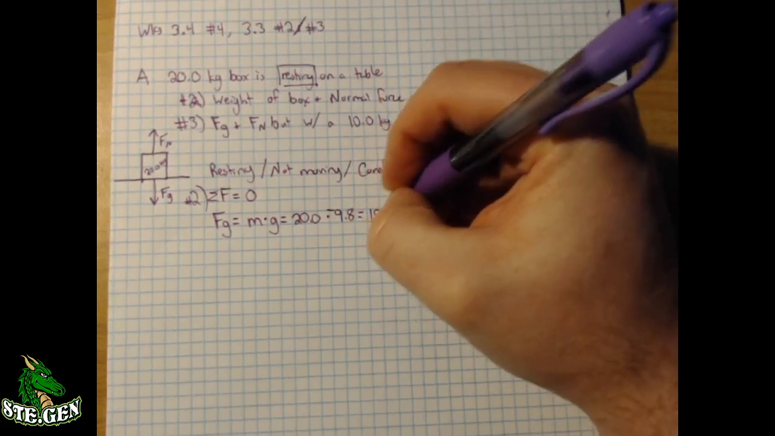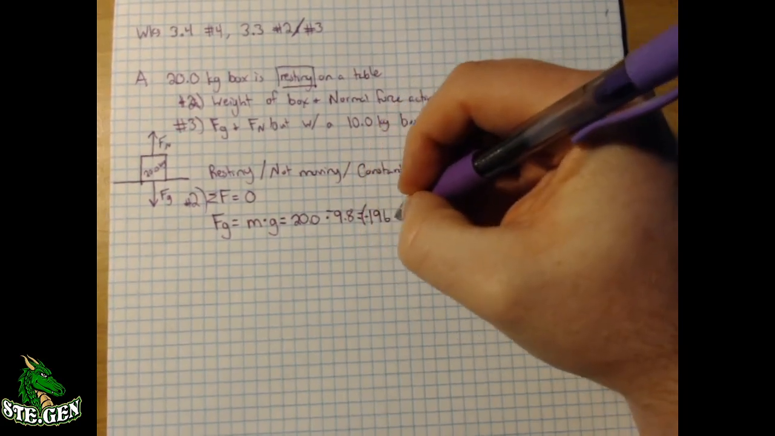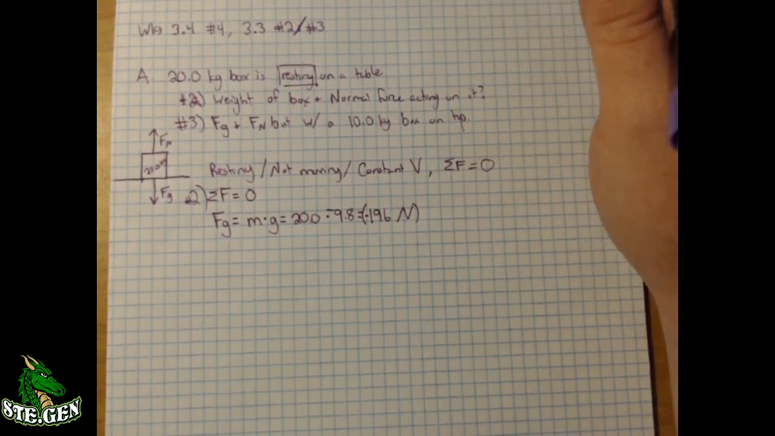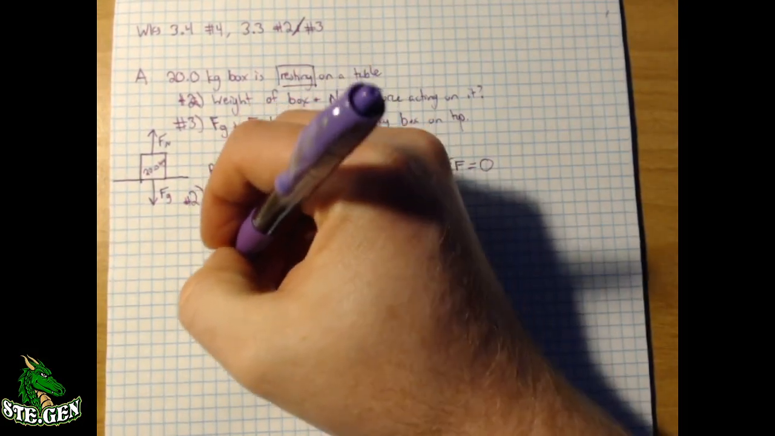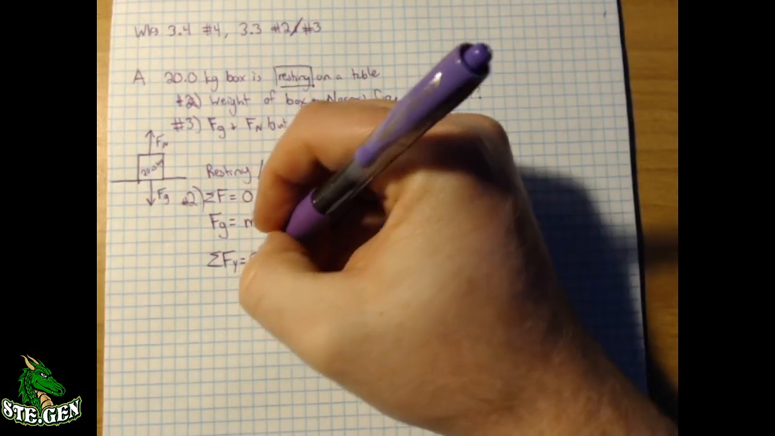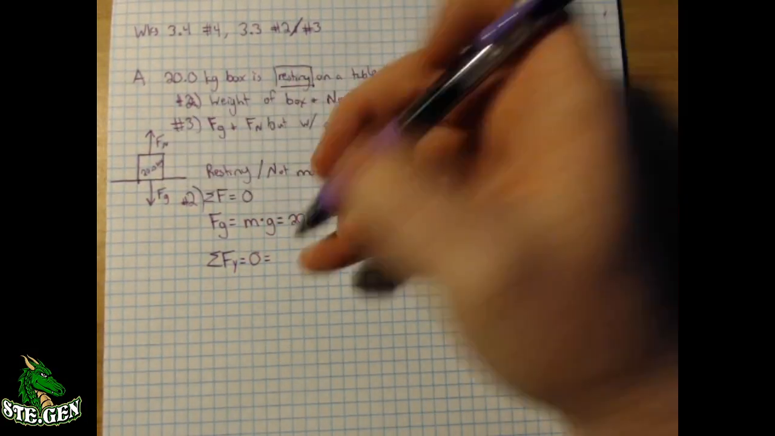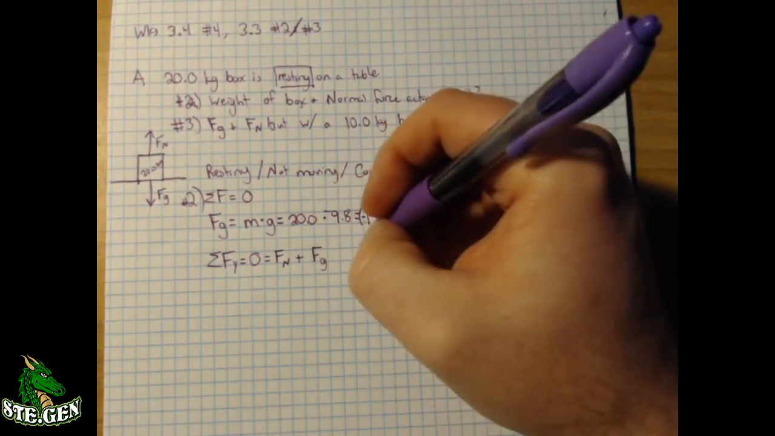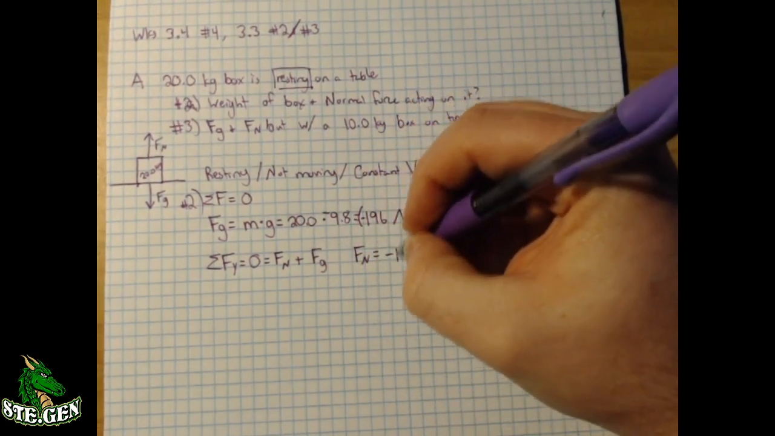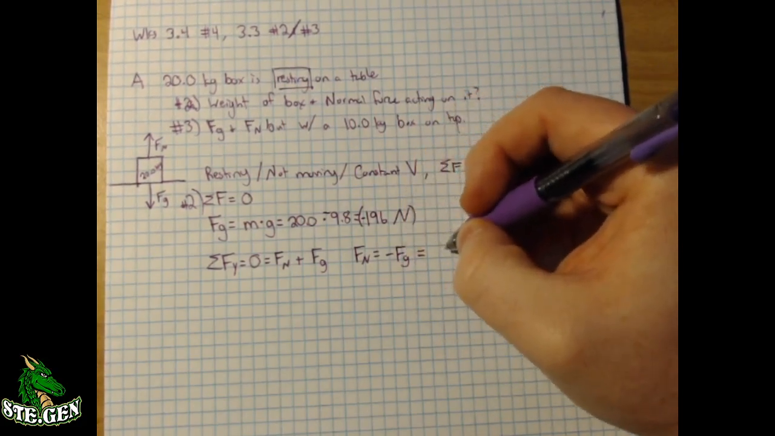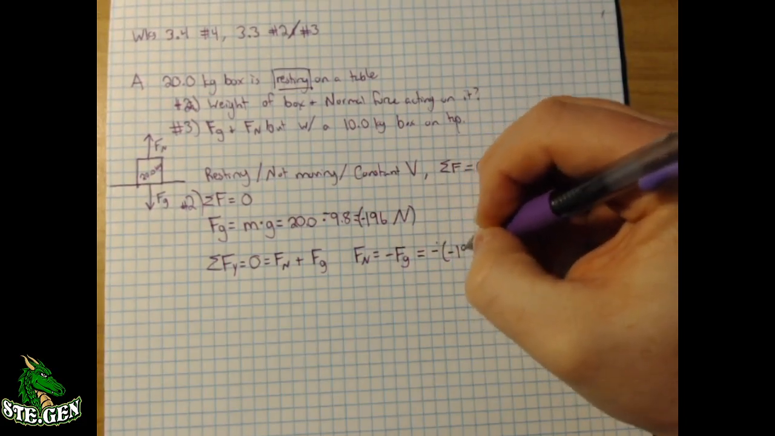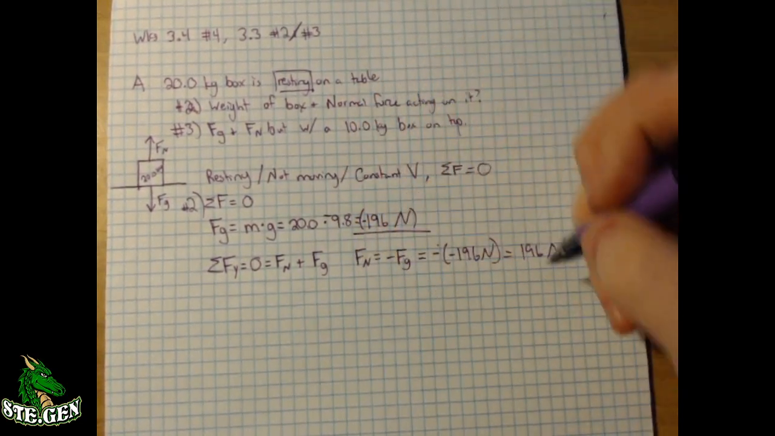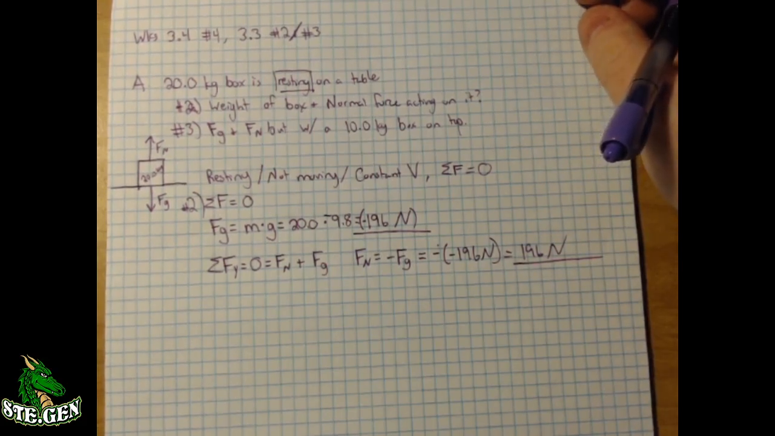I get 196, or negative 196 newtons, because that's the force of gravity. Okay, well now I know that the sum of my forces in the y direction is equal to 0, which I had up here. I also know that the only things going on in the y direction are the normal force and the force of gravity. Which means if I rearrange this, the normal force is equal to the negative force of gravity. So force of gravity is negative 196, so negative 196 newtons is 196 newtons. So this is my gravity, that's my weight, and this is my normal force.